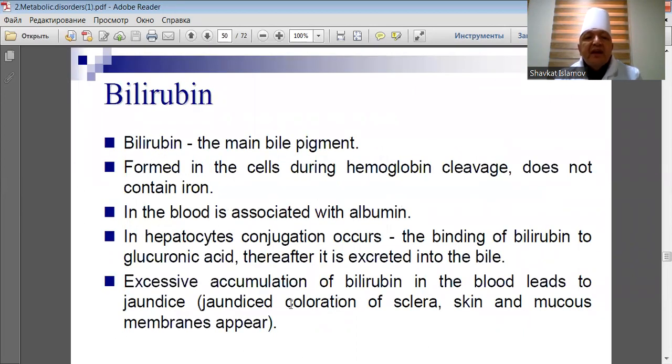Bilirubin. Bilirubin is the main biopigment formed in the cells during cleavage of hemoglobin containing iron. In the blood it is associated with albumin. In hepatocytes, conjugation occurs, the binding of bilirubin to glucuronic acid. Thereafter it is excreted into the bile. Excessive accumulation of bilirubin in the blood leads to jaundice.